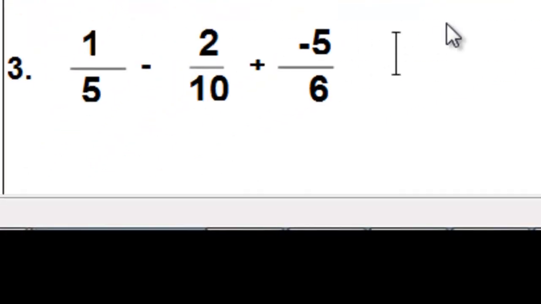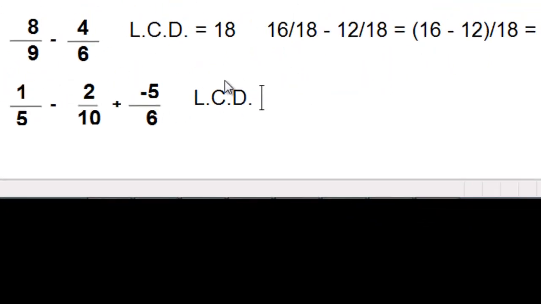All right. Let's look at the next one. The LCD for 5, 10, and 6. This one also illustrates that you can do any number of fractions. Doesn't matter how many you have. The principle is still the same. So in this case, the LCD for 5, 10, and 6 is 30. So I want to convert all these to equivalent fractions with a denominator of 30.